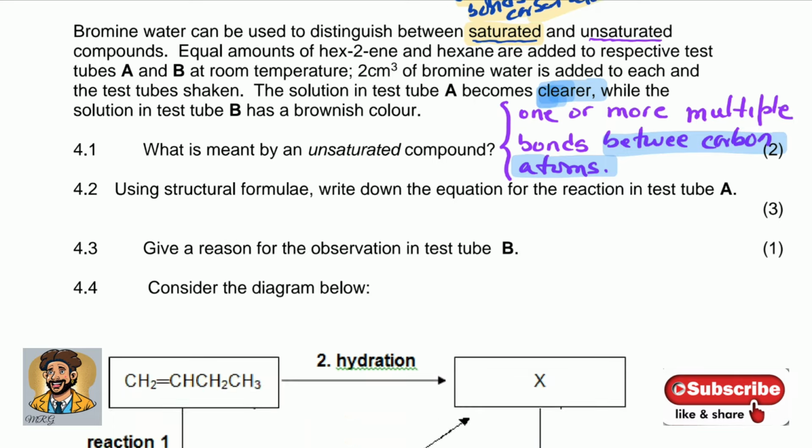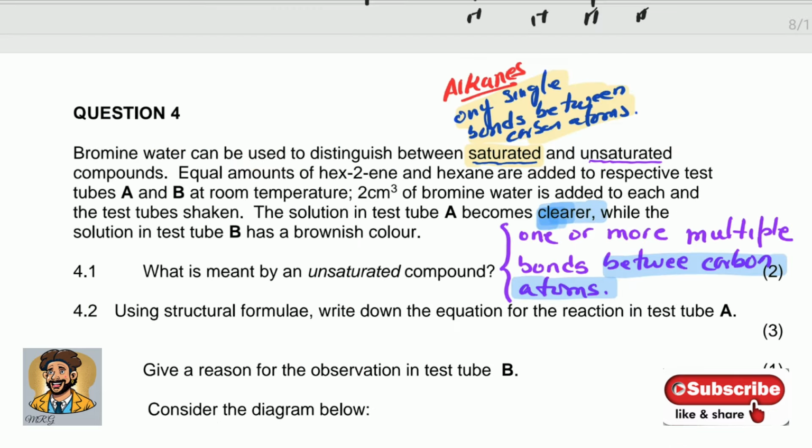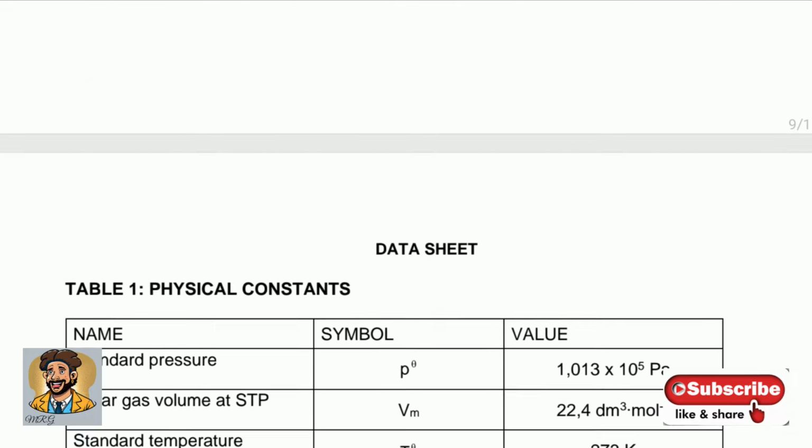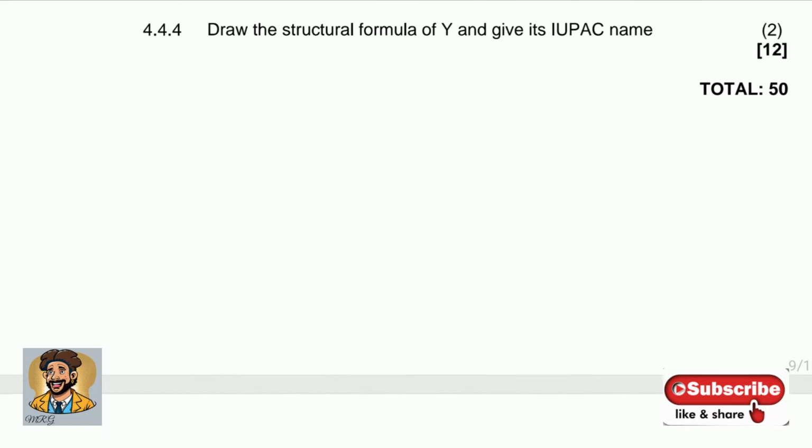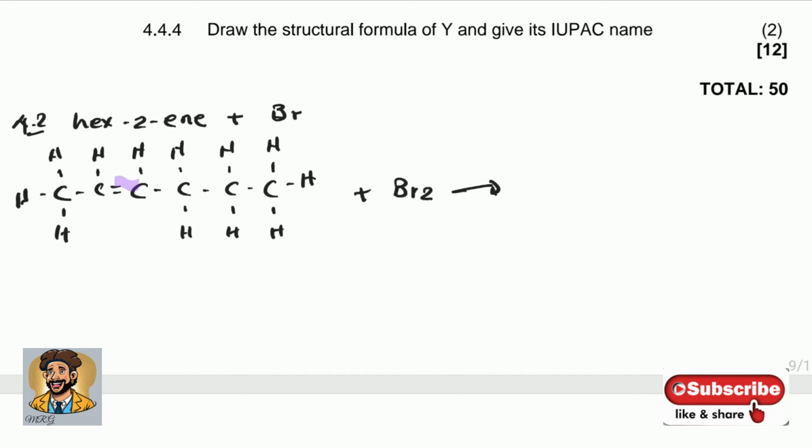So let's see how to write this specific reaction. We have hex-2-ene, that is the organic compound here. Let's write it here. You have hex-2-ene and then you add bromine water, which is Br2. So we're starting with an alkene that has a double bond at carbon 2. Okay, we can see the double bond here. Now, since the reactant has a double bond, this is going to be addition.